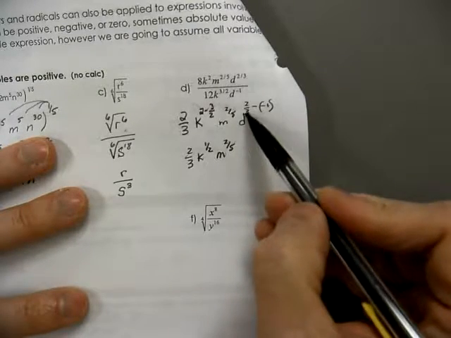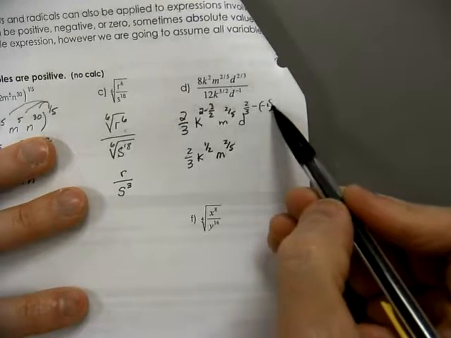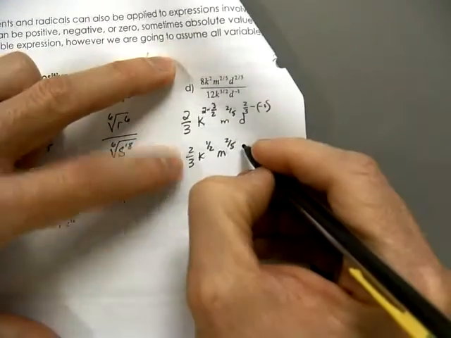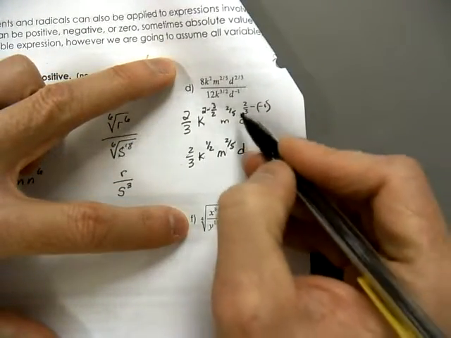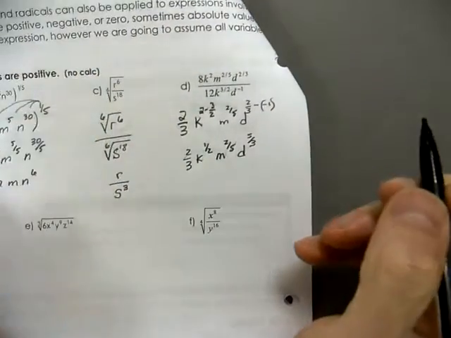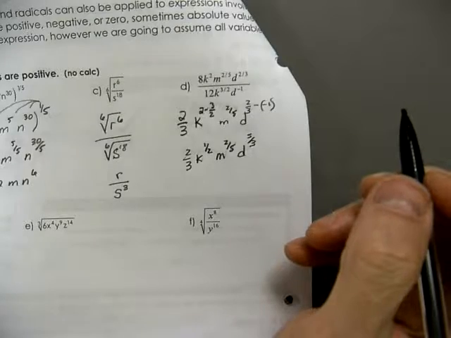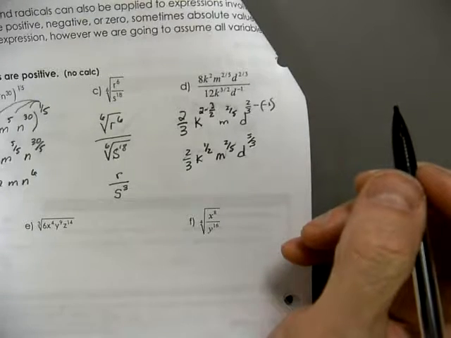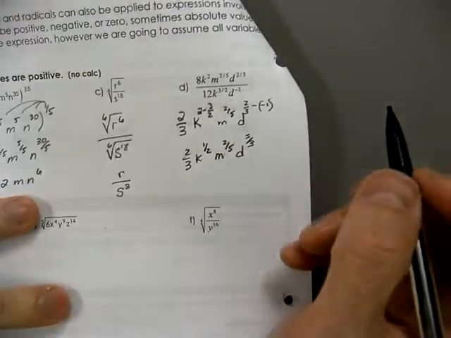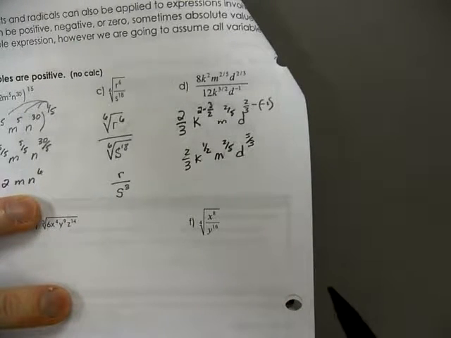And when you have 2/3 minus a -1, that's really like adding 1. So this becomes d to the 5/3. So we could possibly leave it in this format.